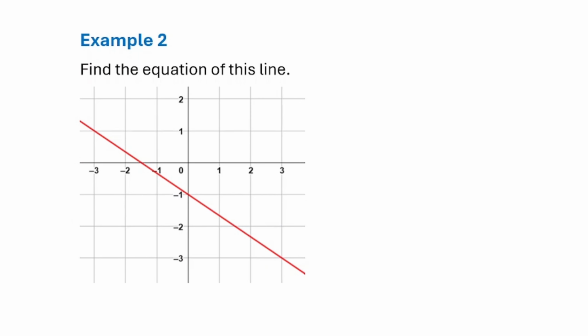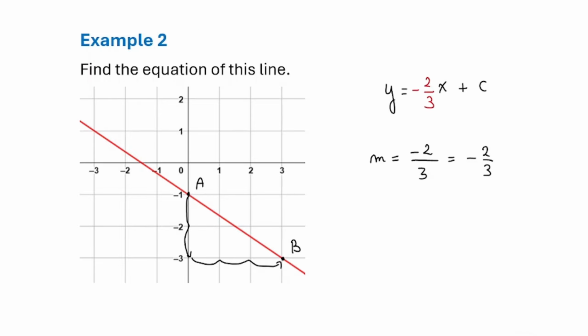Let's move to another example. This time, the line goes down. We start again with the gradient. Choose 2 points on the line. Moving from the point on the left to the point on the right, we go down by 2 units and 3 units to the right. So the gradient is negative 2/3. Just be careful with the sign here. Since the line goes down, the gradient should be negative.